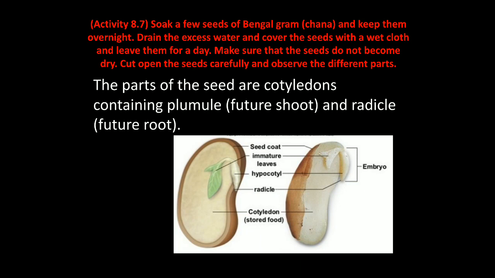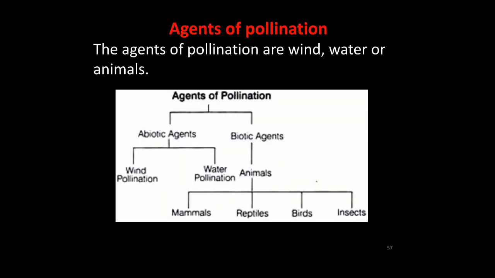The parts of a seed are cotyledons containing plumule and radicle, that is, future shoot and future root. Now, I was talking about agents of pollination like wind, water or animals. Sometimes the wind blows and takes pollen grains from one flower to another plant or another flower. Sometimes water flows, raindrops fall, and pollination occurs. Sometimes animals like insects or humans or cattle take pollen grains from one part.